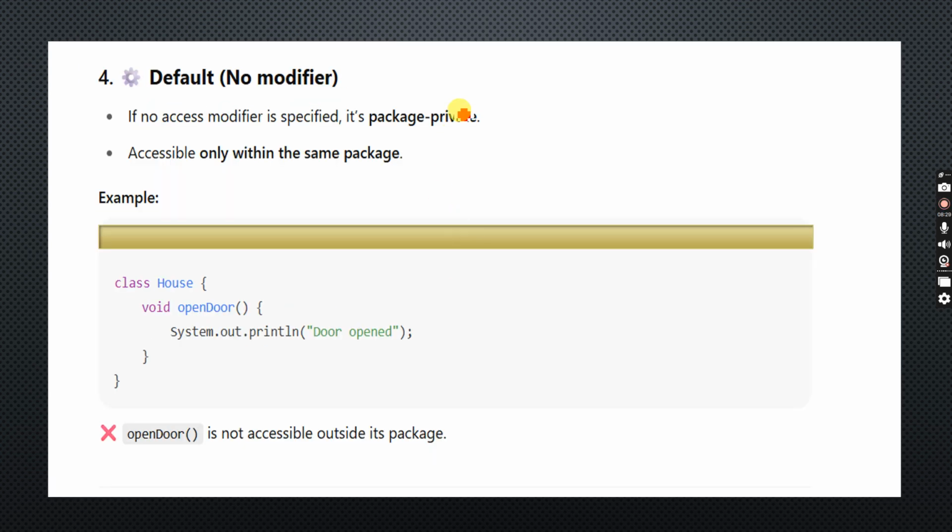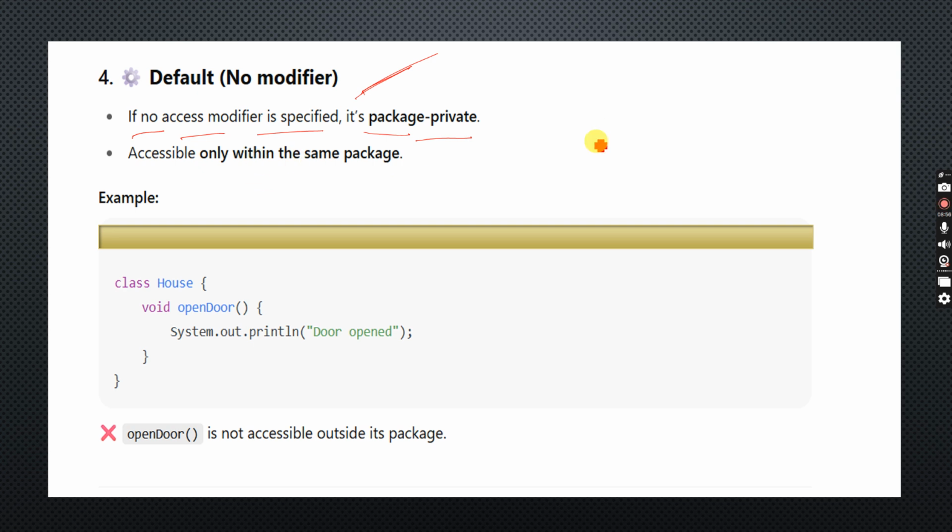So our fourth type is default, no modifier. Default, no modifier, means it is automatically defined by the compiler. You don't need to declare any modifier like public or private. In default, it is automatically generated by the compiler. So let's see the default. If no access modifier is specified, it is package-private.